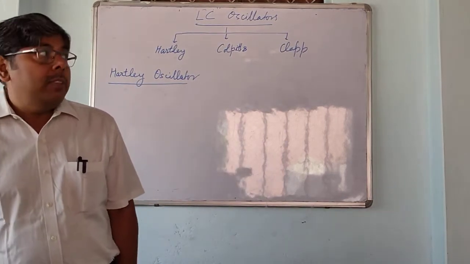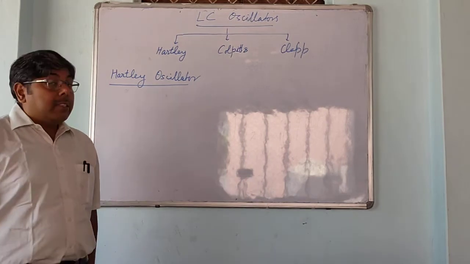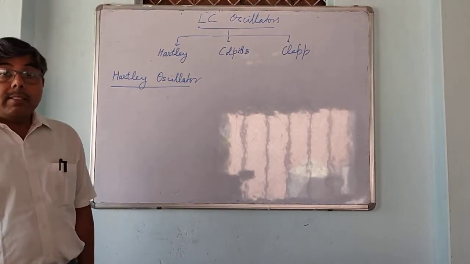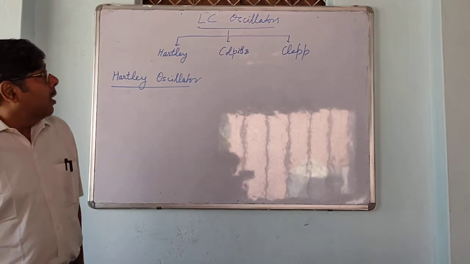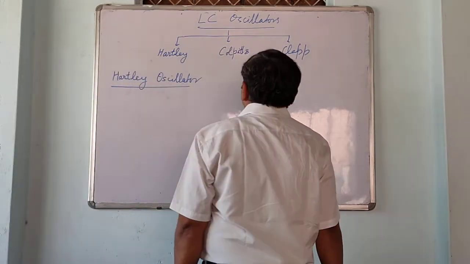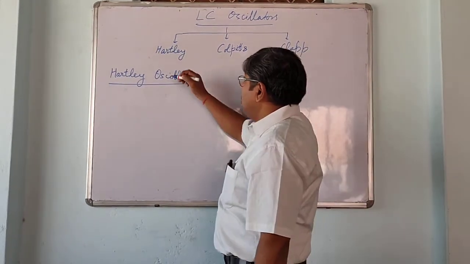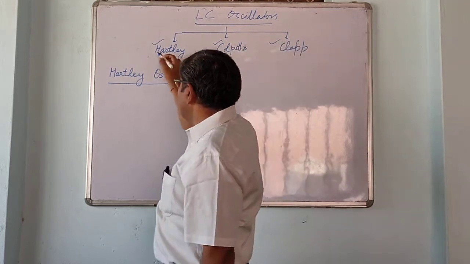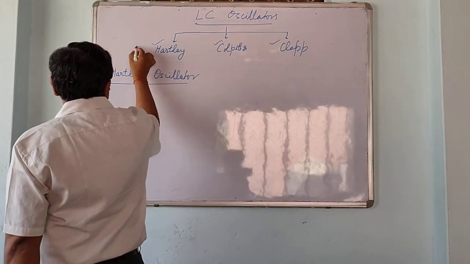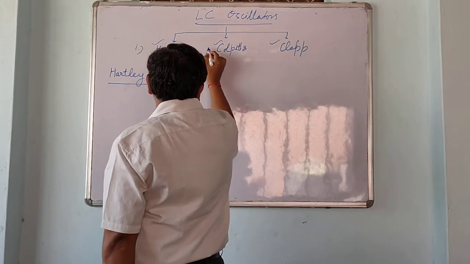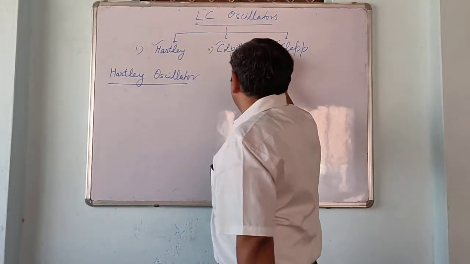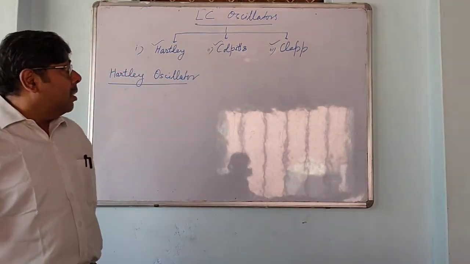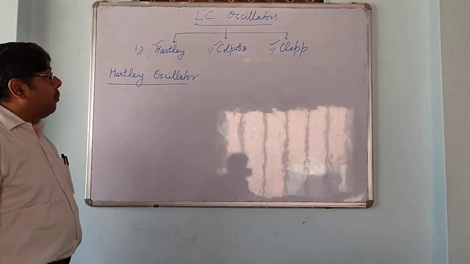Dear students, today we will start the next part of the oscillators, that is LC oscillators. In LC oscillators we have three main types: Hartley, Colpitts and Clapp. We will discuss all three one by one. The first is the Hartley, the second is the Colpitts, and the third is the Clapp.